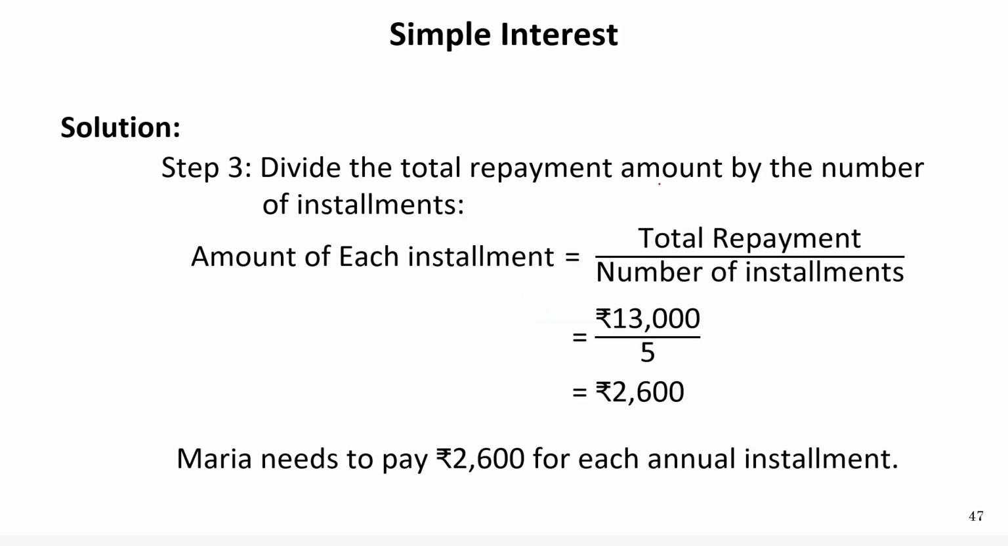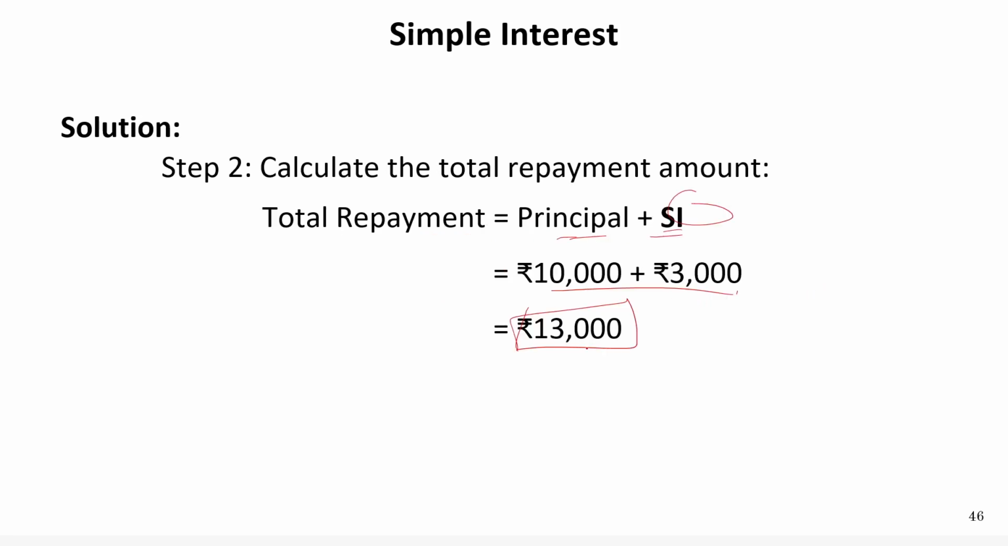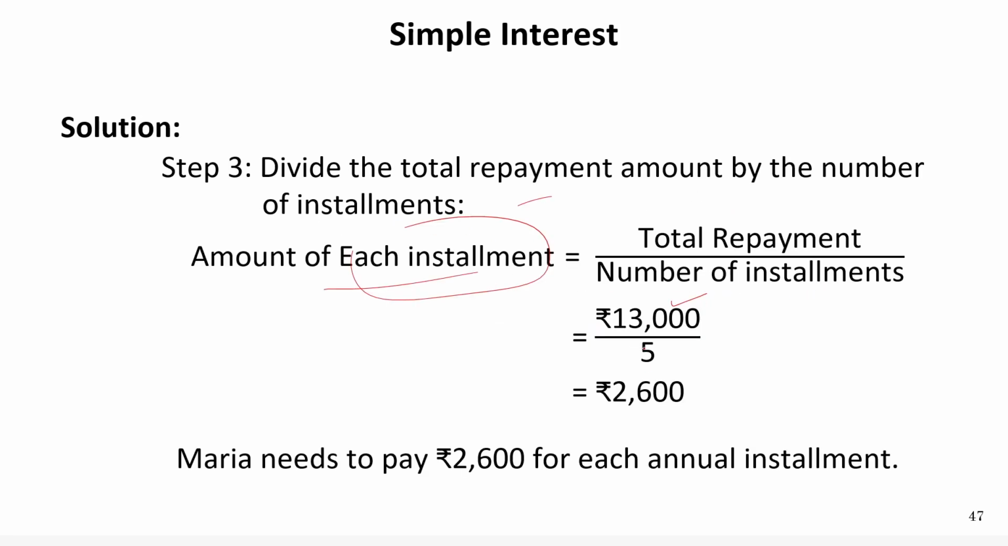So dividing the total repayment amount by the number of installments to get the amount of each installment. Okay. So it will be total repayment by number of installments. So total repayment is what we have calculated, 13,000, right? So 13,000 by 5 is equal to 2,600. So 2,600 will be the amount of each installment annually that needs to be paid. So Maria needs to pay 2,600 for each annual installment.